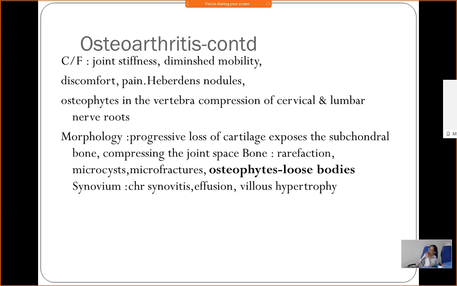The joints will be very stiff, and when he walks, he complains that he feels a particular click sound, which is actually the loose bodies. And these loose bodies, especially if it happens in the vertebral joints, then what happens? These loose bodies can compress the nerve roots, and the patient will have severe pain due to that. Now these osteophytes and loose bodies will also affect the synovium, causing synovial inflammation and joint effusions, and similar to what happened in rheumatoid arthritis, the synovium undergoes hypertrophy in the form of villi or papillary hypertrophy.